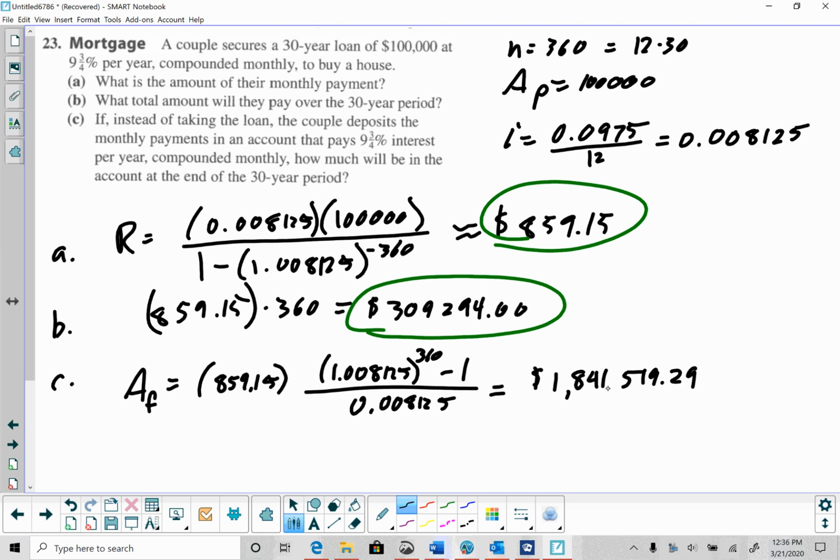Bonus points if you can hear the music in the background and you just did the little drum solo. It's worth more than almost $2 million, $1,841,519.29. Okay, this is just the tip of the iceberg when it comes to your personal finance, boys and girls.